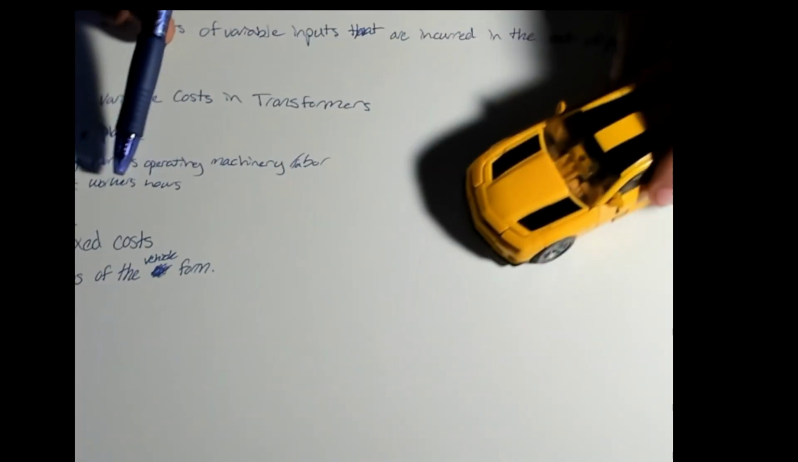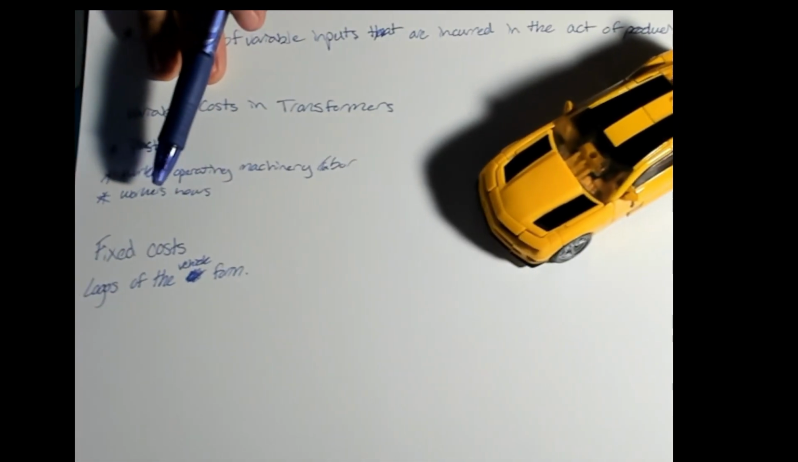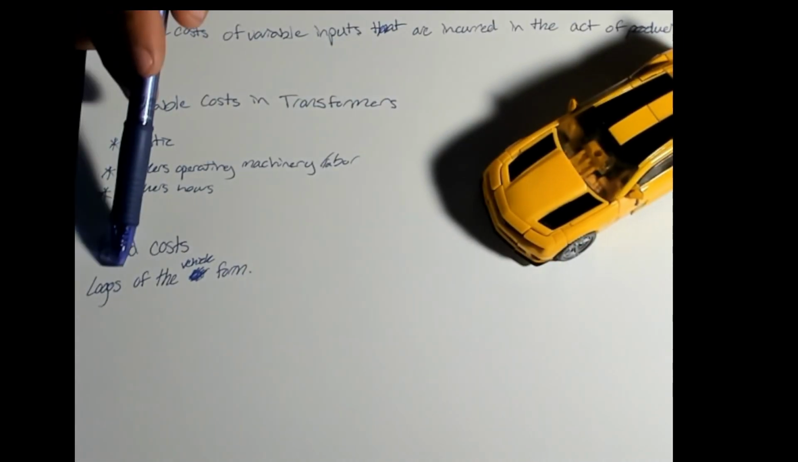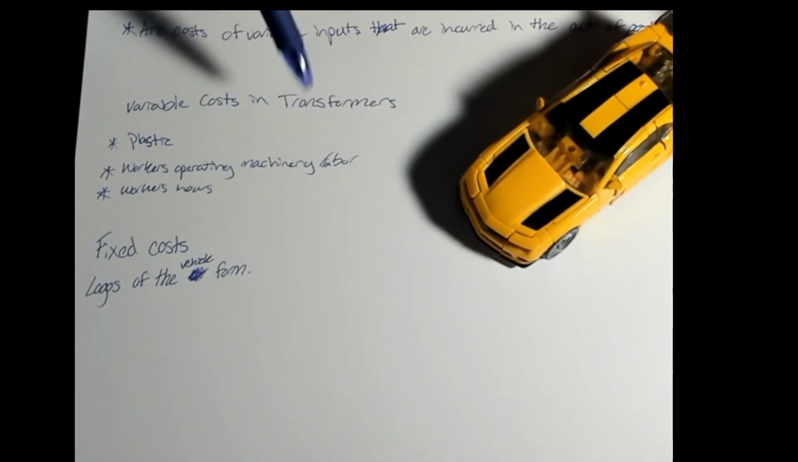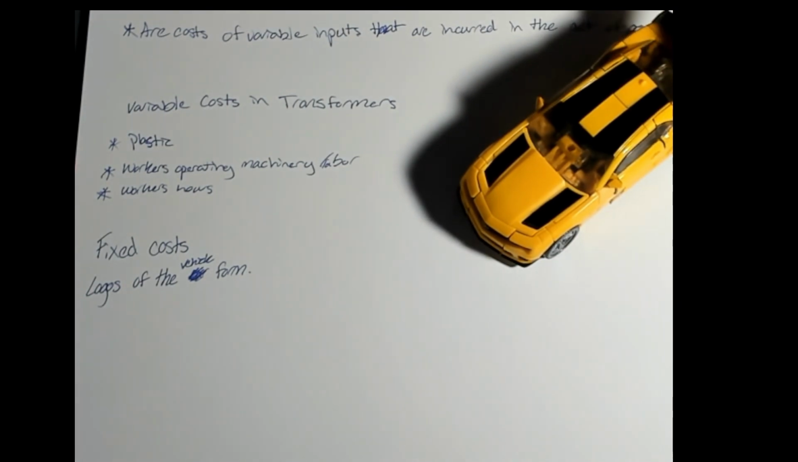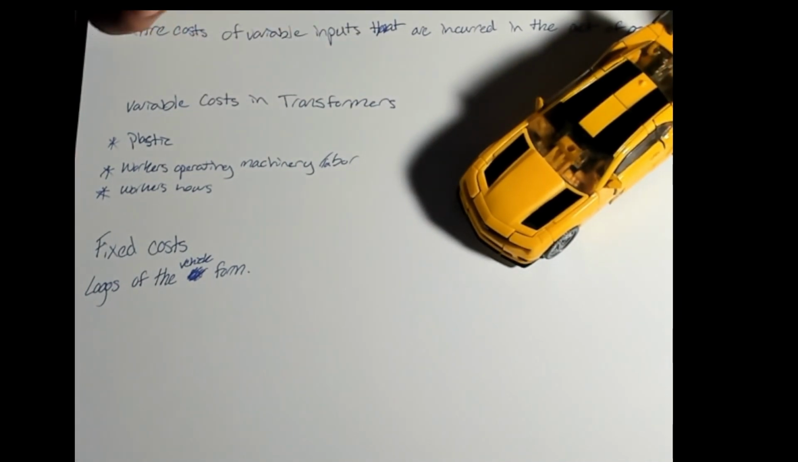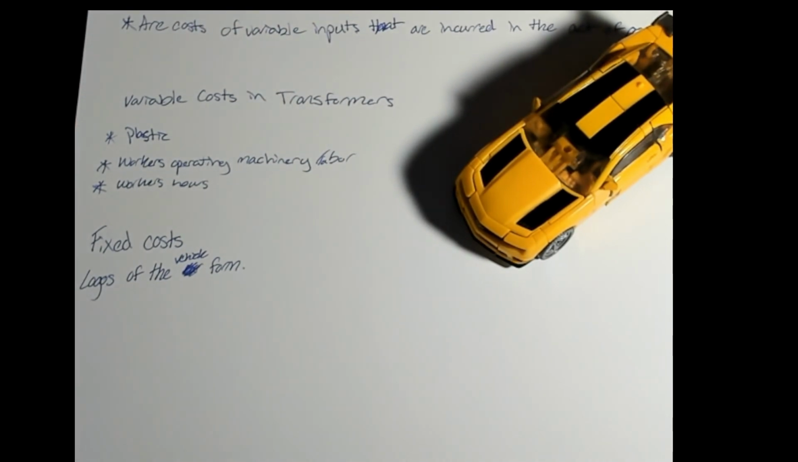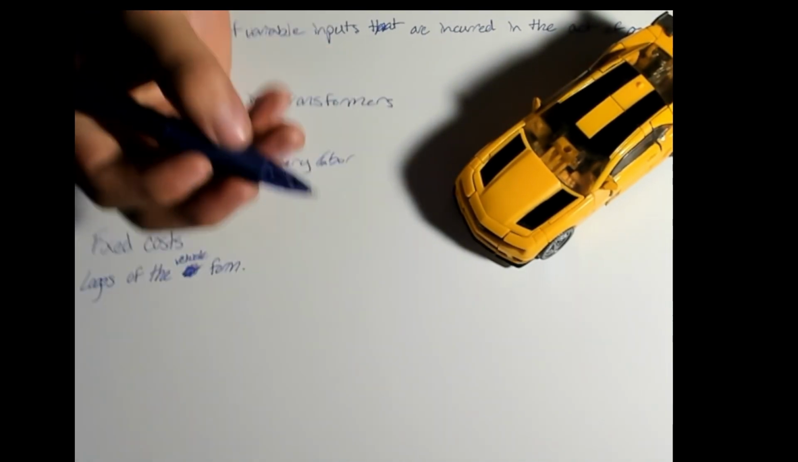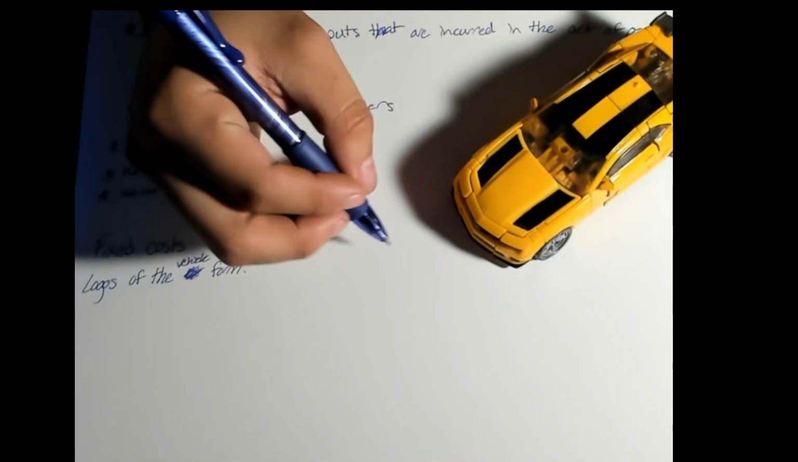So fixed costs for transformers, I would say, would be like logos for them. So Bumblebee right here, he's a Camaro, and a Camaro is a part of Chevrolet. To make the toy, they'd have to put the logo on there, which they would have to pay a fee or royalty for using. So that would be a fixed cost.